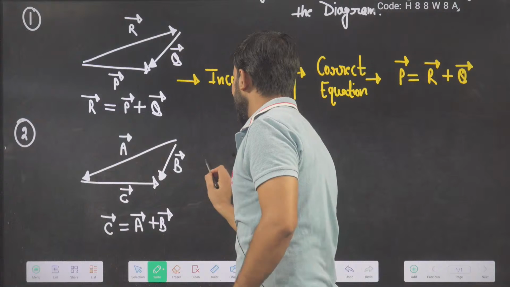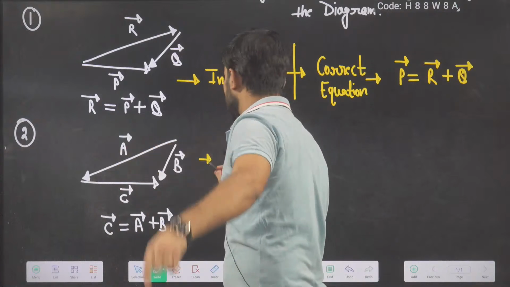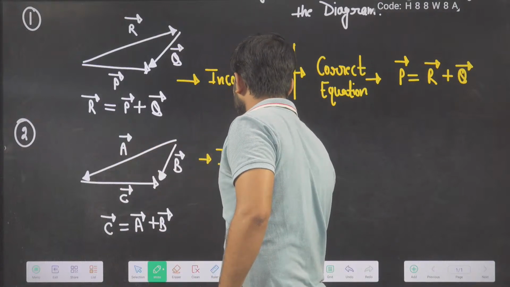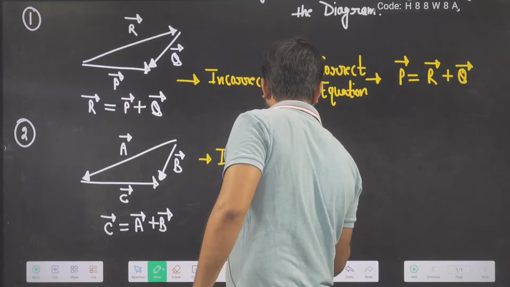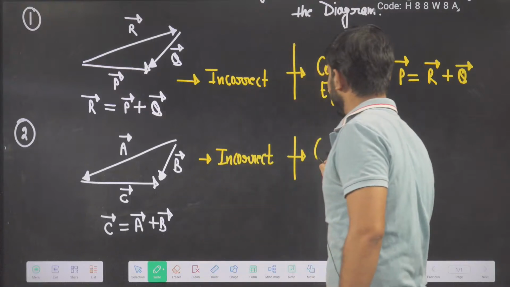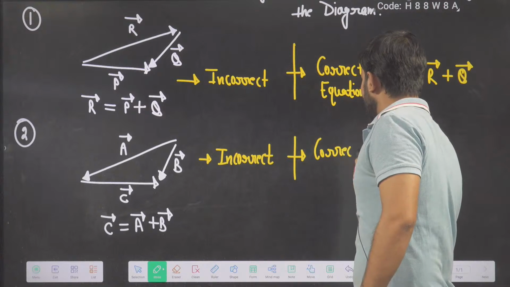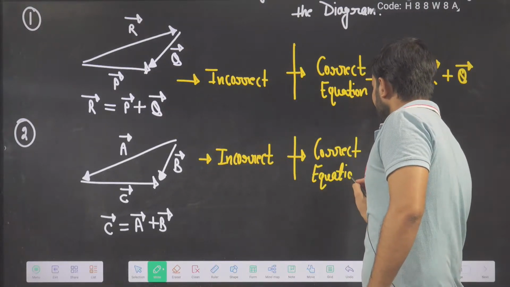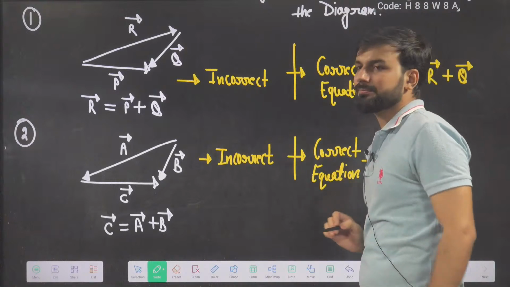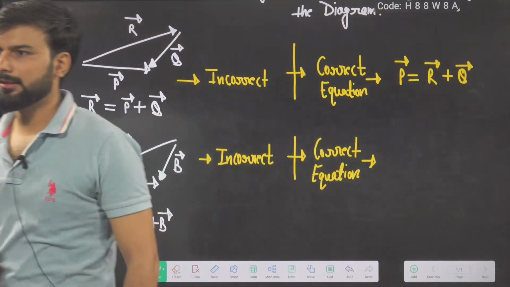Who will be the resultant here, beta? Tell me in the chat box. This diagram is incorrect because they have chosen the incorrect resultant. Who will be the resultant here? Tell me the correct equation of it, and tell me who will be the resultant here. Who will be the resultant?